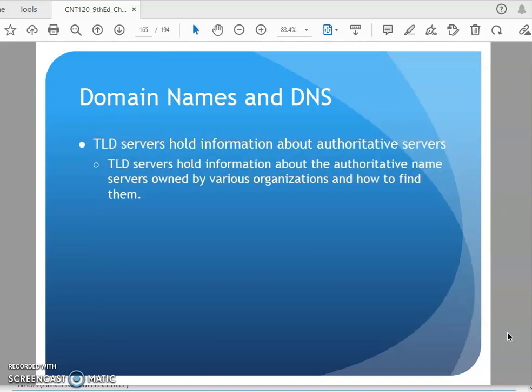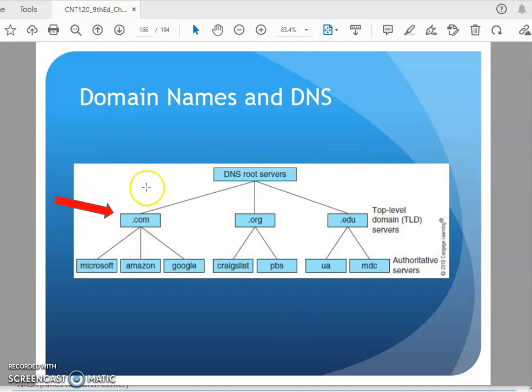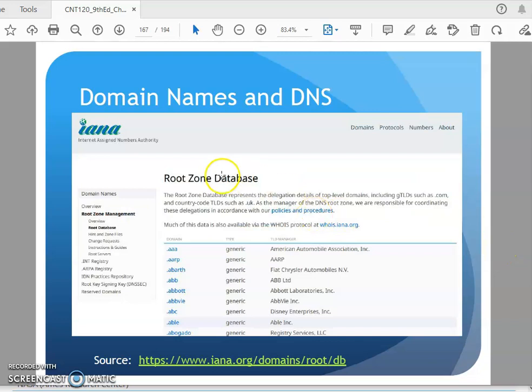The top-level domain servers hold information about authoritative servers. That's what they are there for. So now at the .com level, there's an authoritative server that's like, okay, where are all the .coms? So here would be example.com. So those root servers we looked at first, they're the authority on finding all of these. And then the .com authoritative is there to say, okay, I know where all of these .coms are. And the root zone database is where I find those.